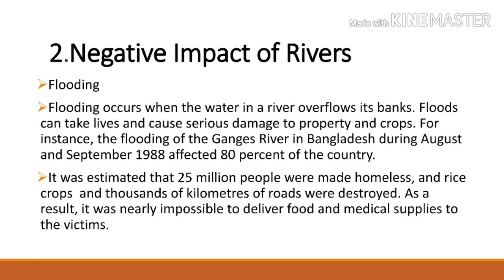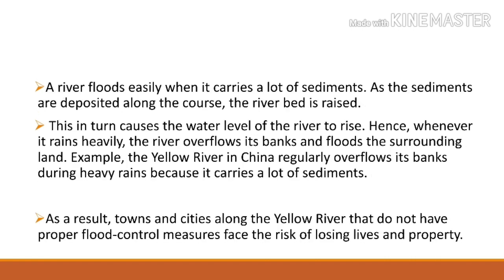Let's proceed to the negative impact of rivers, and that is flooding. Flooding occurs when the water in a river overflows its banks. Floods can take lives and cause serious damage to property and crops. For instance, the flooding of the Ganges River in Bangladesh during August and September 1988 affected 80% of the country. Do you have any idea how flooding occurs?